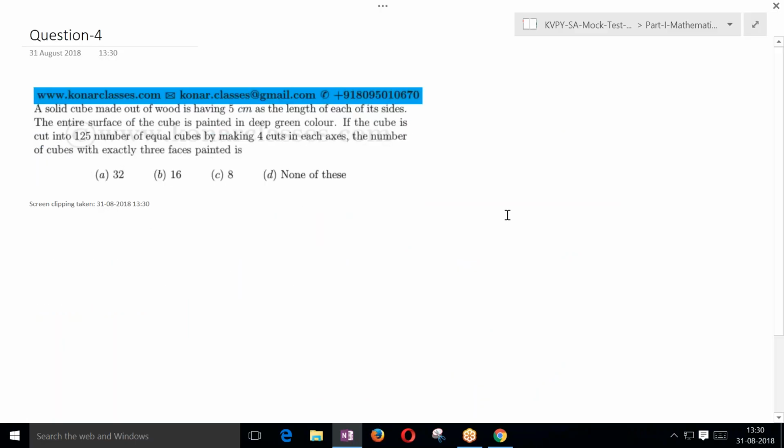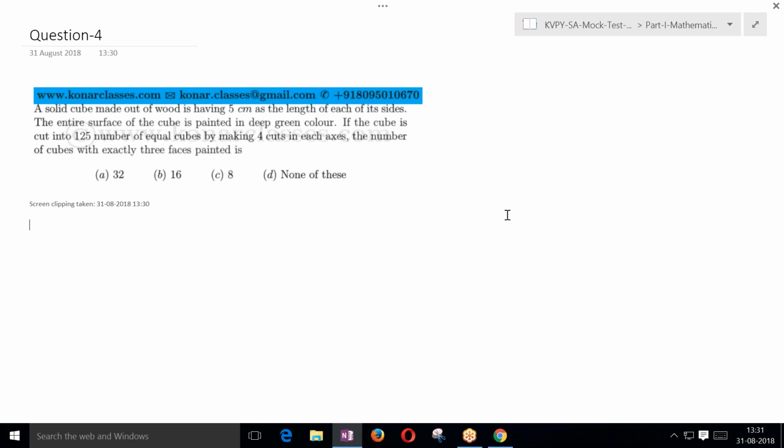So here is the question. A solid cube made out of wood is having 5 centimeter as the length of each of the sides. The entire surface of the cube is painted in deep green color. If the cube is cut into 125 equal cubes by making 4 cuts in each axis, the number of cubes with exactly 3 faces painted is what?